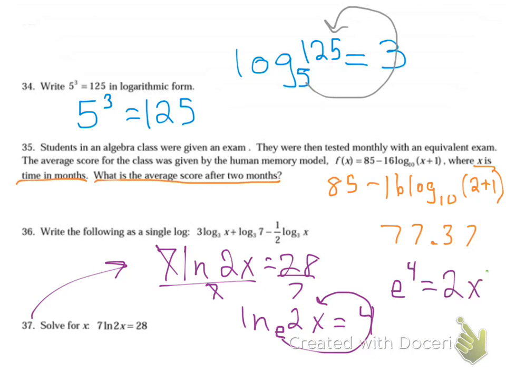So in my calculator, I'm going to put in e to the 4th power, and then I'm going to divide that by 2. And if you don't round, if you put e to the 4th power divided by 2 in your calculator, you get 27.29, which actually becomes 27.30. I'm going to move on to the next page. Please pause if you need to wait.